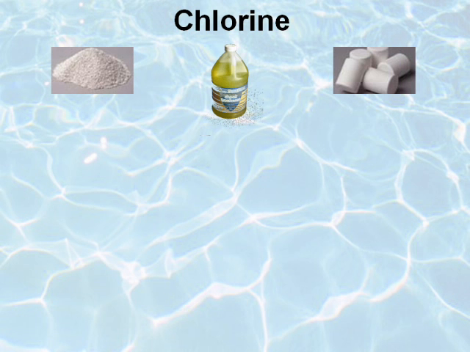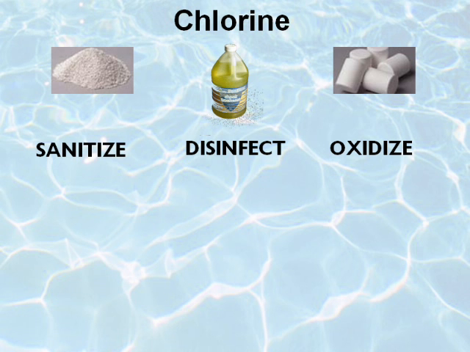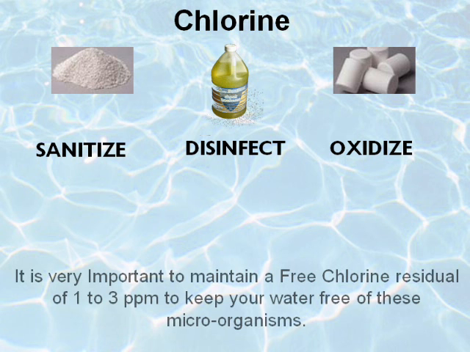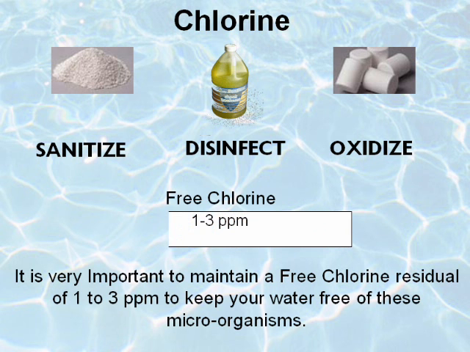Each may have a distinct advantage or ease of application, but once they are in the pool, they all do the same thing: sanitize, disinfect, and oxidize your water. Organic material, bacteria, and algae are regularly introduced into the pool water, yet are not always visible to the naked eye. That is why it is so important to maintain a free chlorine residual of 1 to 3 parts per million to keep your water free of these microorganisms.